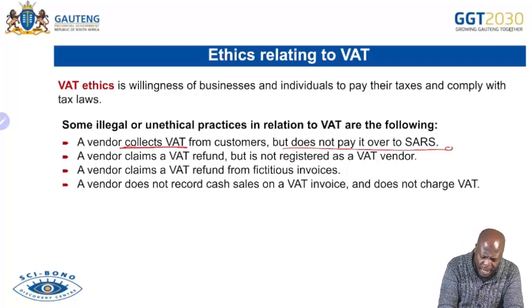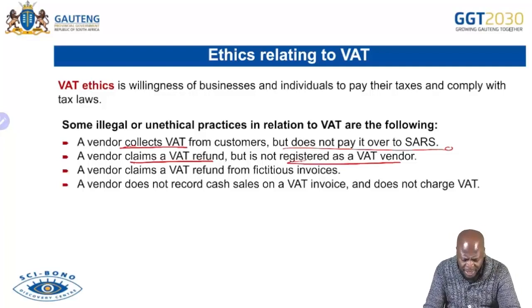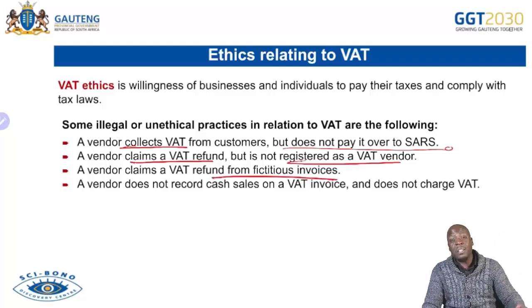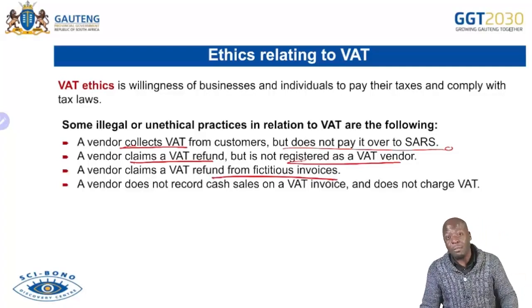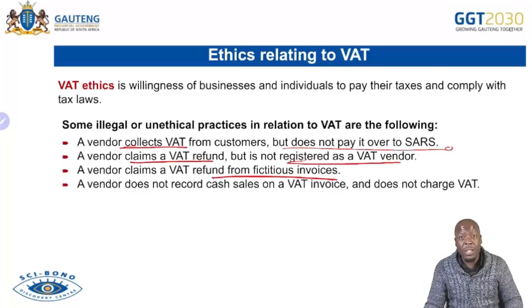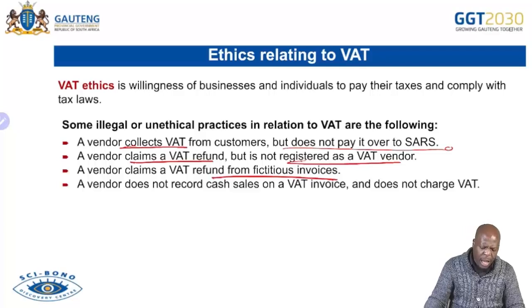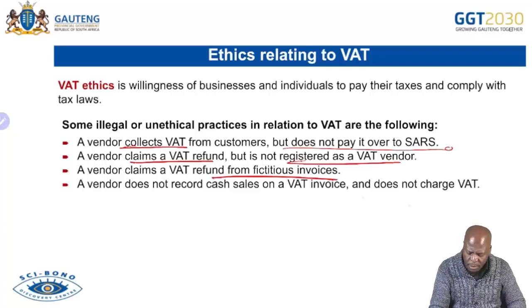A vendor can claim a VAT refund but not be registered as a VAT vendor. Then this also is illegal and unethical. A vendor can claim a VAT refund from fictitious invoices. That is, they can create fictitious transactions that did not take place. And if they then claim VAT from such transactions, we then consider that unethical and illegal. Then lastly, a vendor does not record cash sales on a VAT invoice and does not charge VAT.